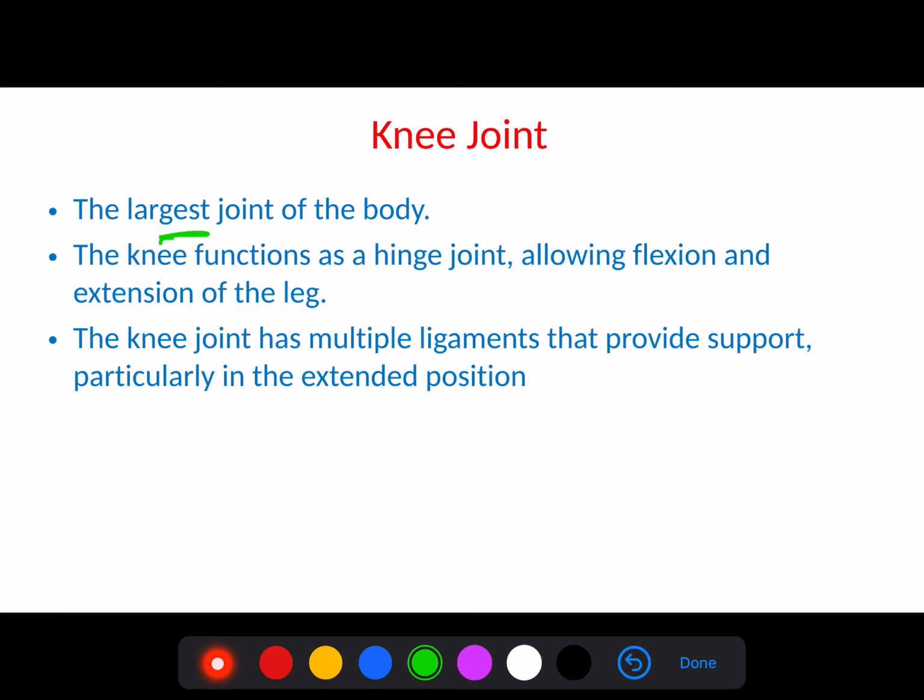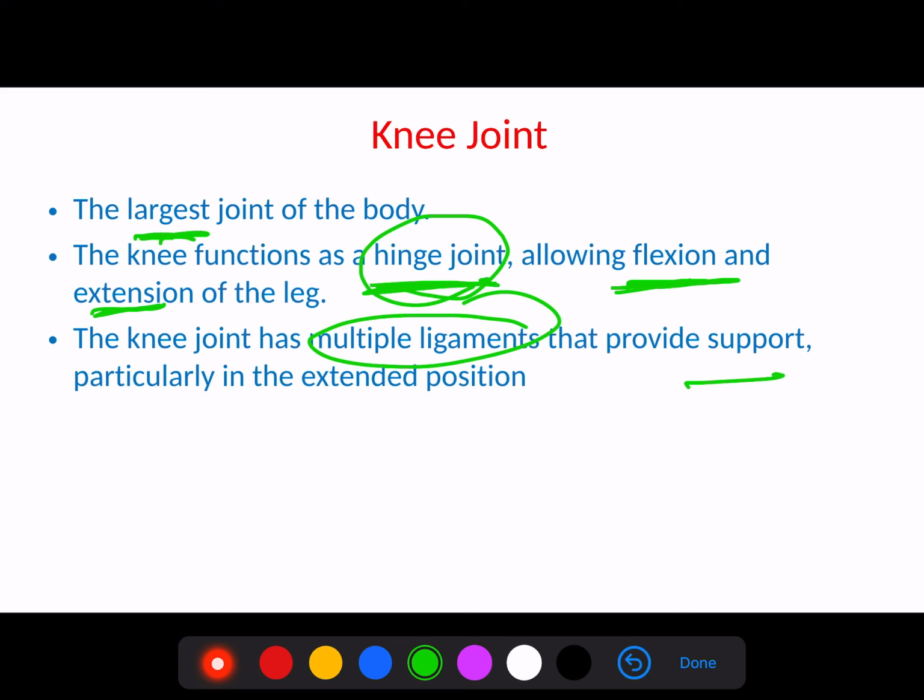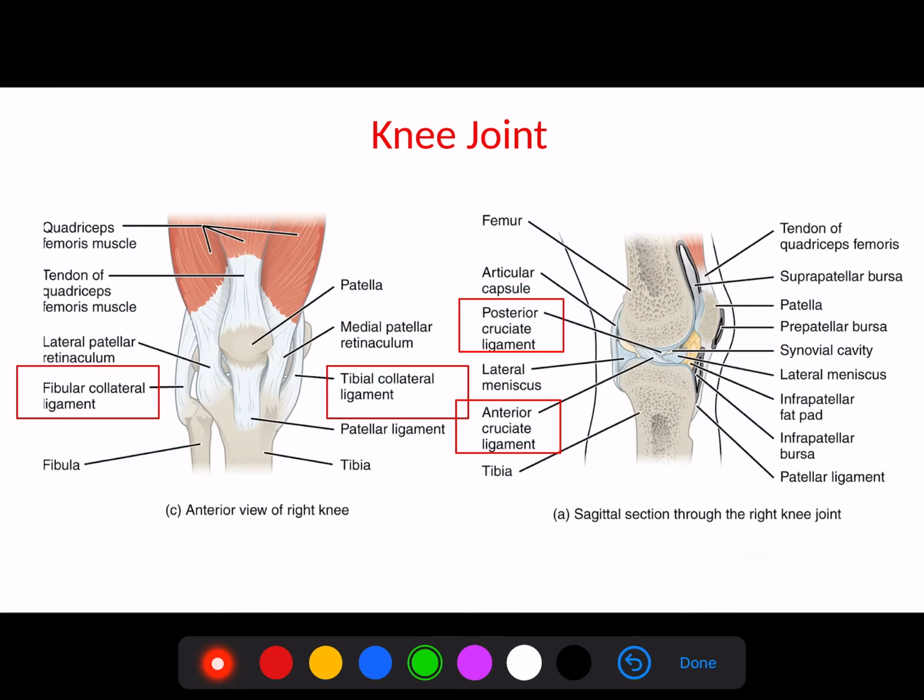Back to the knee. We said this is the largest joint of the body. The knee is a hinge joint, so it only allows flexion and extension. However, the knee is associated with multiple ligaments that would provide support, okay? And also it's associated with different bursae and tendon sheaths. Now, for these ligaments, we are going to focus only on 4 ligaments.